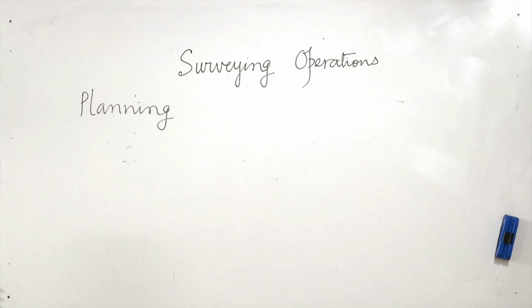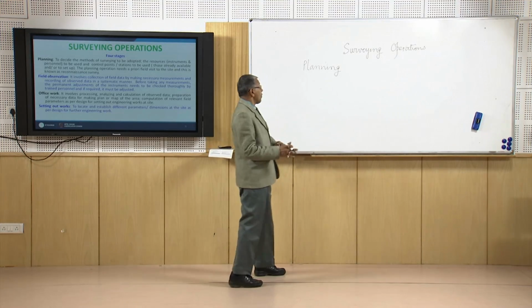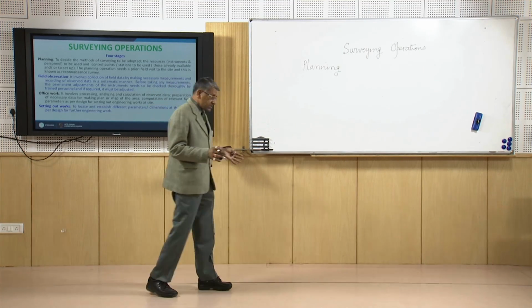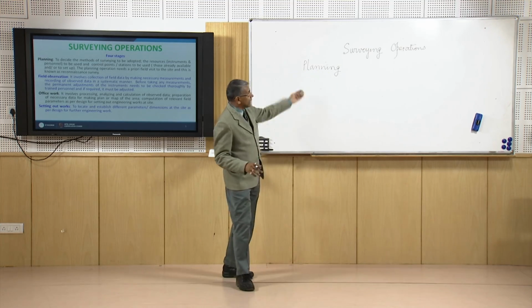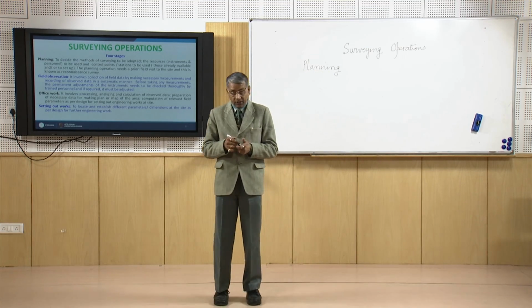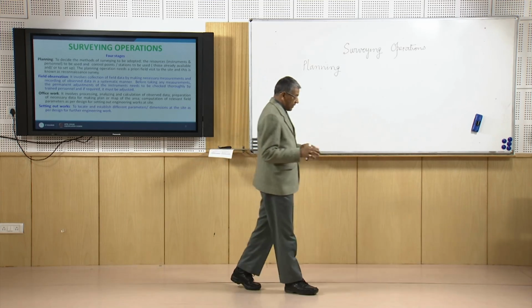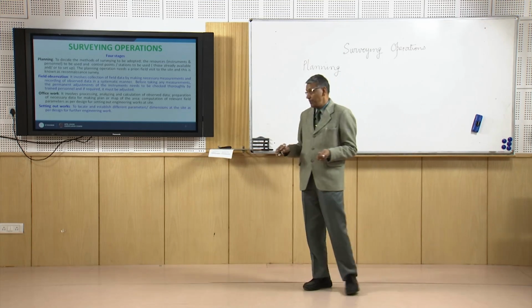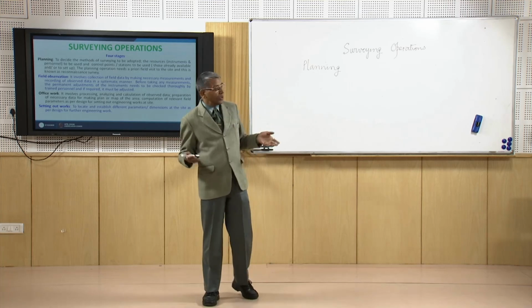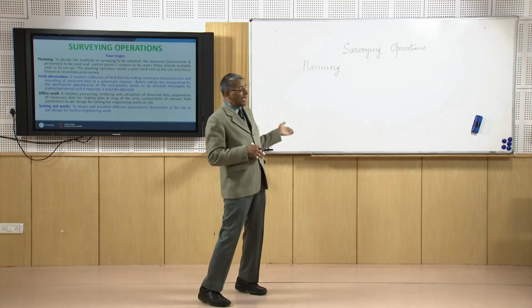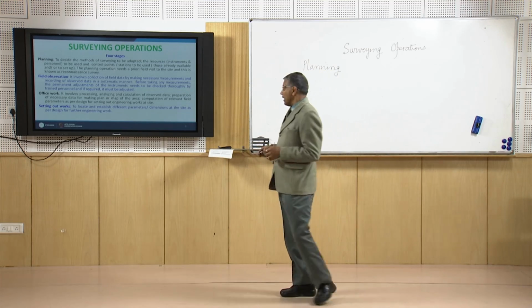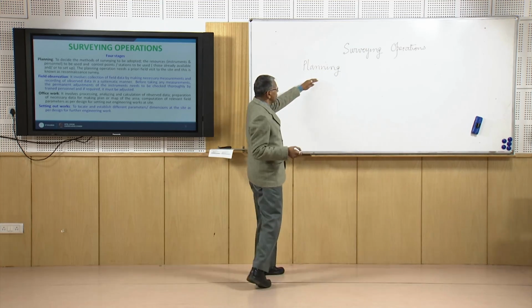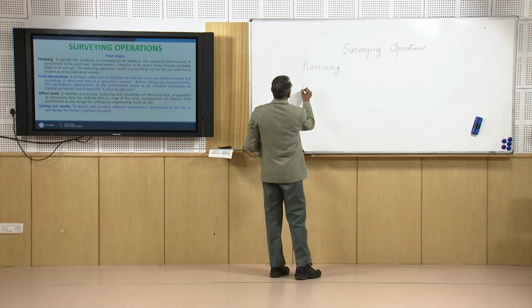For planning work we need to go for a reconnaissance survey of the area, as I already told you. Sometimes we can do the planning also using Google Maps and other tertiary sources of maps that are available nowadays. From there we can go for planning, and then we can go to the field and do further planning. After the planning operation is over we should go for field observation.